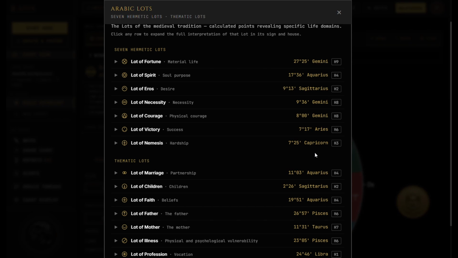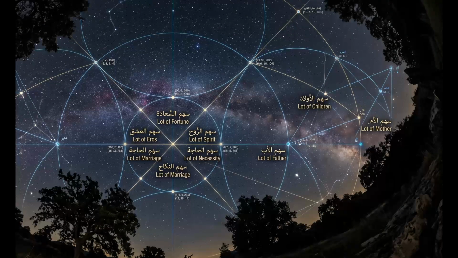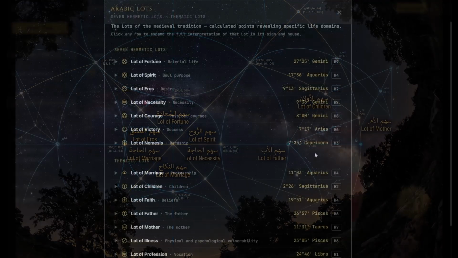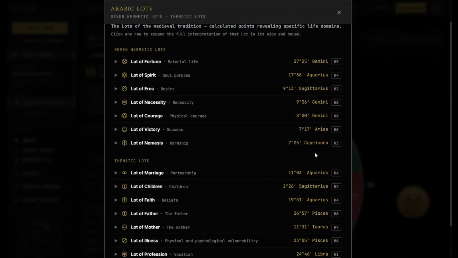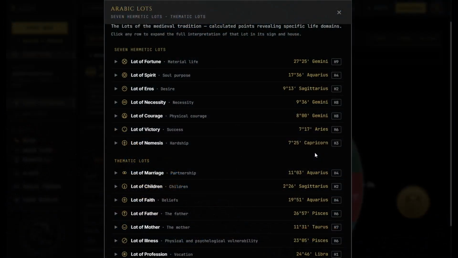So, what exactly is an Hermetic Lot? An Hermetic Lot is a mathematical point in your chart derived by taking the arc between 2 planets or between a planet and the ascendant and projecting it from a third point. The result is a specific zodiacal degree, a sensitive point in your chart that activates a specific domain of life. It's not a planet. It's not a fixed star. It's a calculated point derived from the unique geometry of your specific birth chart. Change the birth time, and the lots shift. Change the location, and they shift. They're as individual as the planets themselves.